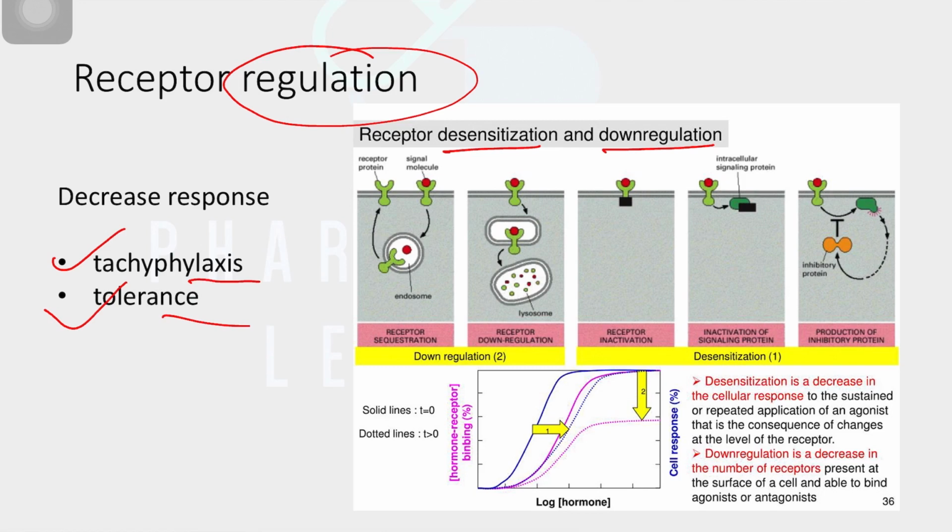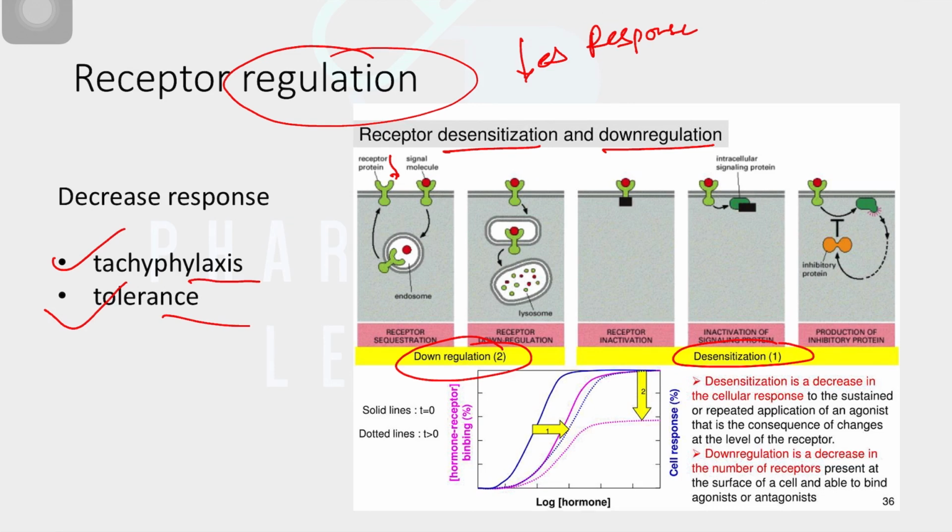Now when an agonist molecule gets exposed to the receptors for a longer time, the eventual response decreases. There is a decrease in the response. Why? Because of the constant exposure of the agonist to the receptor. So because of the constant exposure, the response of the receptor decreases. Now this decreased response occurs due to two mechanisms. One is down regulation and one is desensitization.